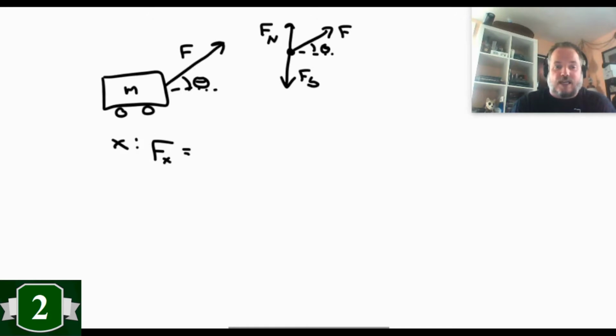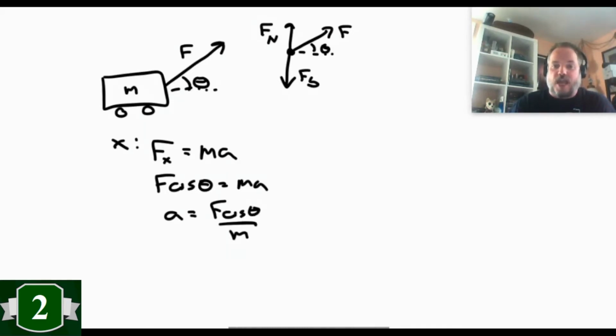And is this thing accelerating? Well, I'm asking you to find the acceleration, so we can assume that's probably the case. Fx equals ma. Fx is F cosine theta equals ma. Divide the m over, we get a equals F cos theta over m. Plug in your numbers and you're done. Cool, huh? Very fast, pretty easy. These are easy problems. In the y direction, things are a little more complicated.